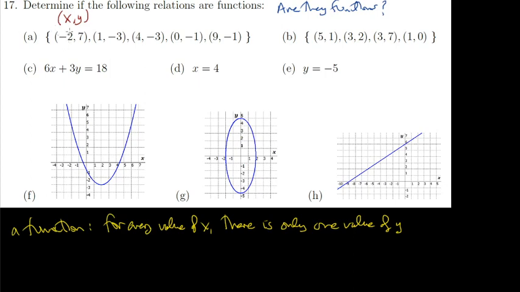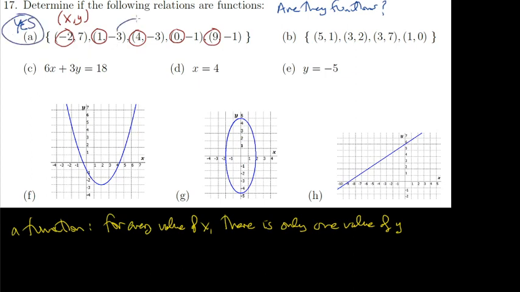So what are the x values here? We have a negative 2, a 1, a 4, a 0, and a 9. Are any of those the same? No, they're all different. Right? They're all different. So the answer for A is yes. It is a function.